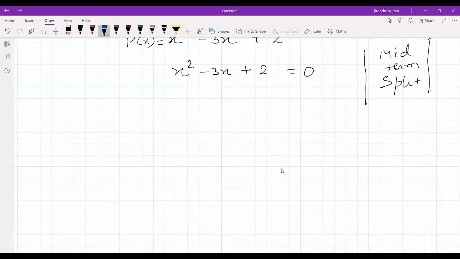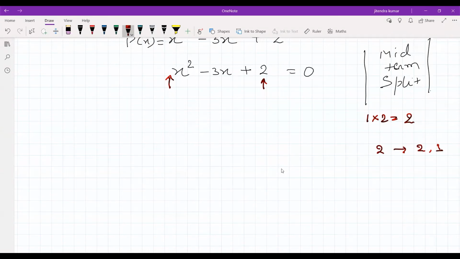So we have to apply middle term splitting here. What is the process of middle term splitting? The process is we just have to multiply first this coefficient and this constant. Here 1 is the coefficient, so 1 into 2 is equal to 2. So the factors of 2 are 2 and 1.